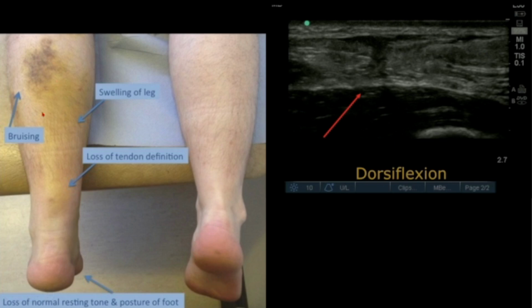And here's the Achilles tendon rupture. See bruising, swelling. You don't really see the definition of the tendon. So here's the tendon right here. You don't see that over here. Could be just because of all the bruising and swelling.